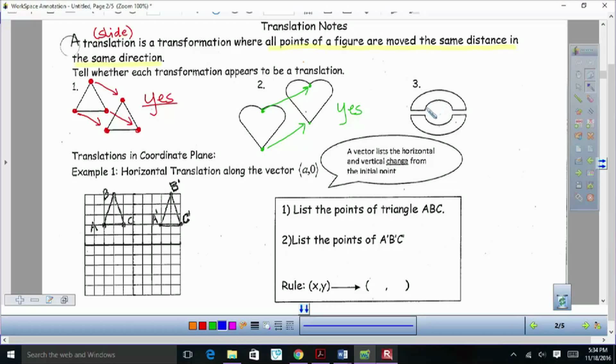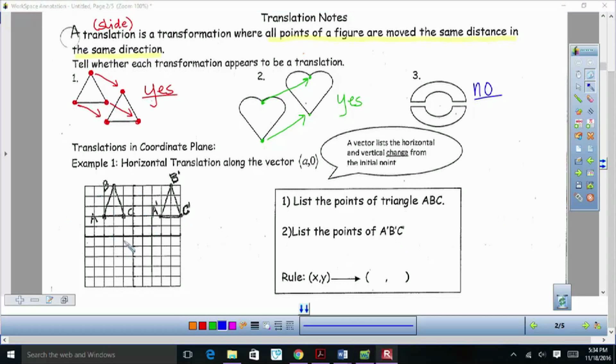Now, in number 3, is there any way I can take this, it almost looks like an upside down frown, and slide it so that all of a sudden it becomes a smile? No, there's no way. Unless we rotated it or flipped it, there's no way to take this figure and move it up to the right or down to the left and have it completely change orientation. So this would not be considered a translation because it almost flips over. It's not just slid one way or the other.